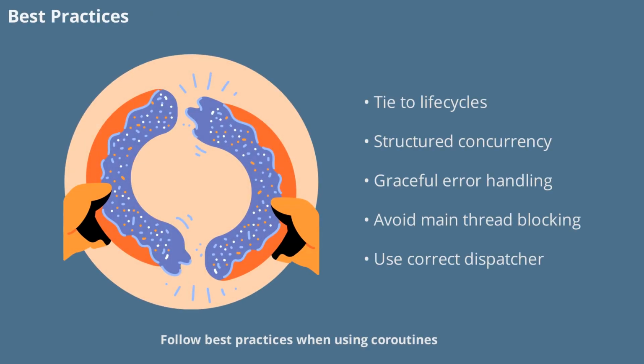Follow best practices when using coroutines. Always tie coroutines to component lifecycles, use structured concurrency, handle errors gracefully, and avoid blocking the main thread. Choose appropriate dispatchers for tasks, and use SupervisorJob for independent error handling. These practices ensure stable, efficient, and maintainable Android apps.